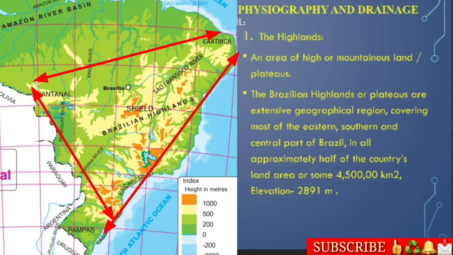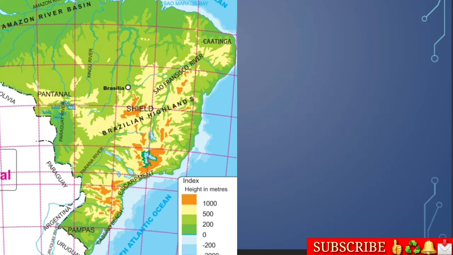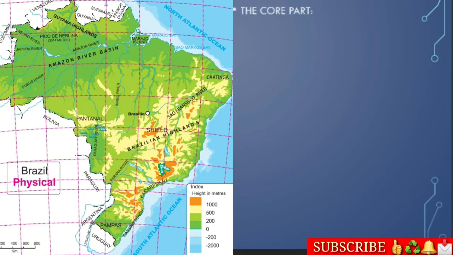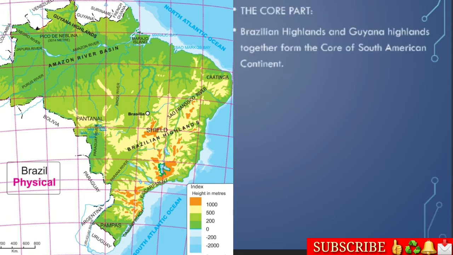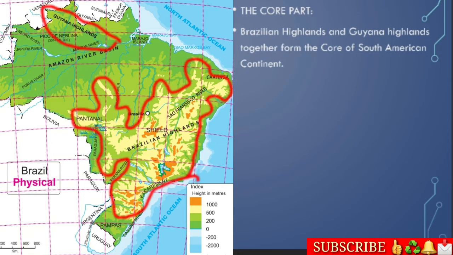Okay, student, you can see here the region which is shaded with the yellow color, that is Brazilian highland. The southern Brazil is occupied by the extensive plateau, here in the map you can see. Now, student, the core part, it means the important part of the Brazilian highland. Brazilian highlands and Guyana highlands together form the core of South American continent.